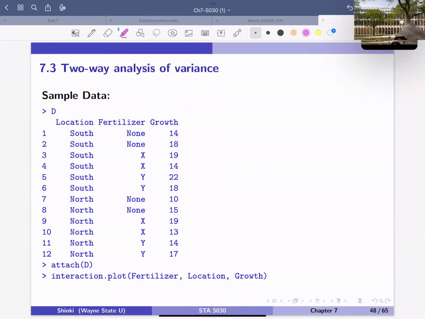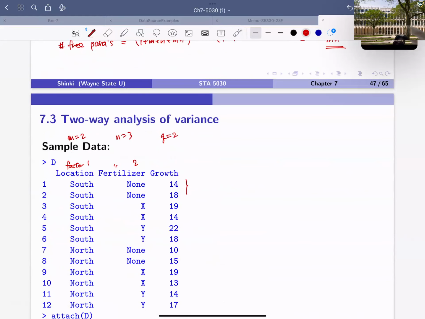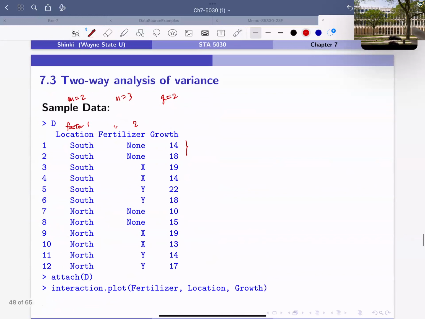And this is sample data. So factor 1, location. And factor 2, fertilizer. And location, we have 2 factors, so m is equal to 2. And the fertilizer, none or X or Y, so we have 3. So M is 2, N is 3, but we have 2 plants for each pair of this setting. So the last one is Q, so Q is equal to 2. So we have in total 12 observations.